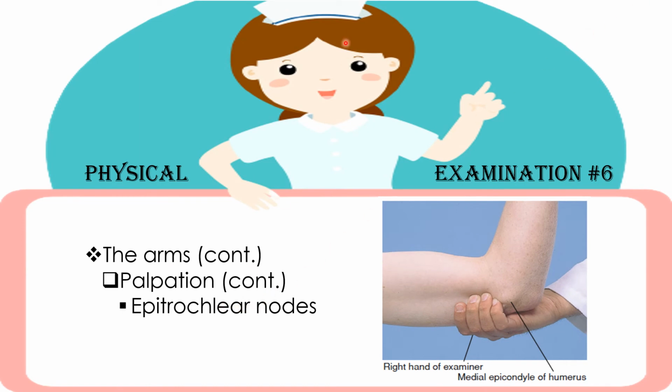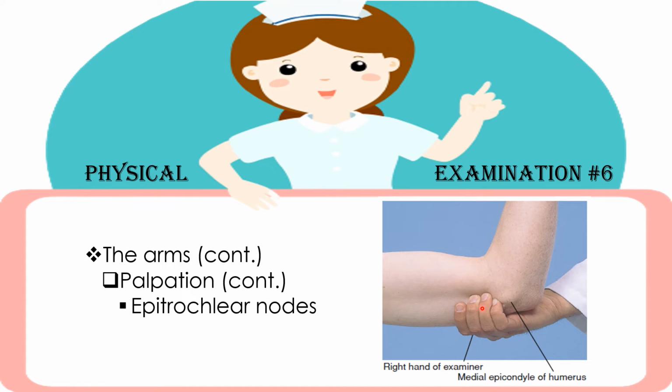Okay, you have to feel for the epitrochlear nodes. With the patient's elbow flexed to about 90 degrees and the forearm supported by your hand, you have to reach around behind the arm and feel in the groove between the biceps and the triceps muscle. So about 3 cm above the medial epicondyle.